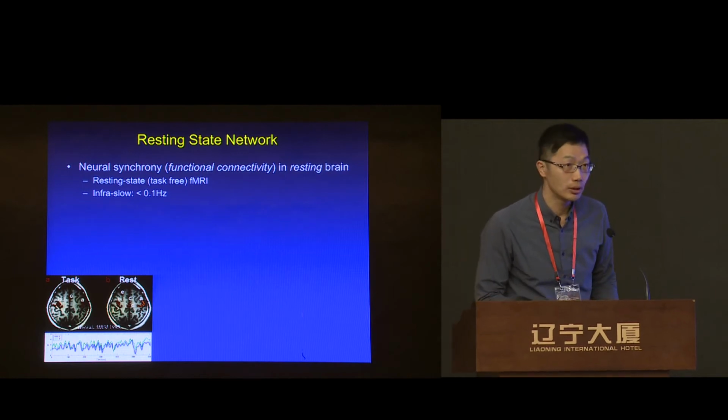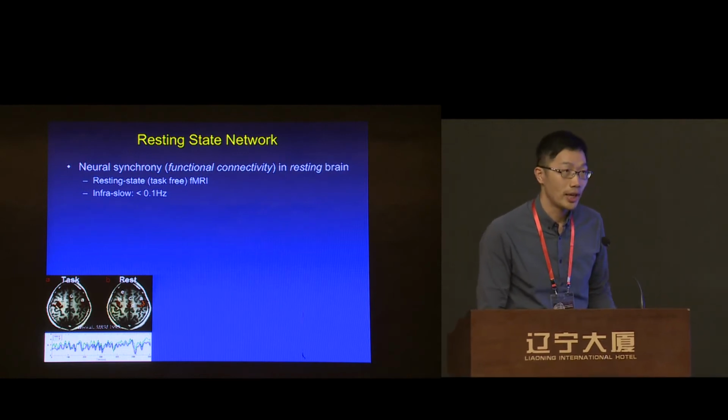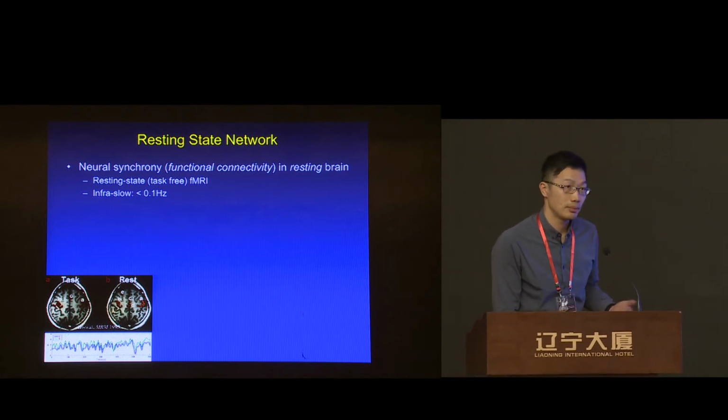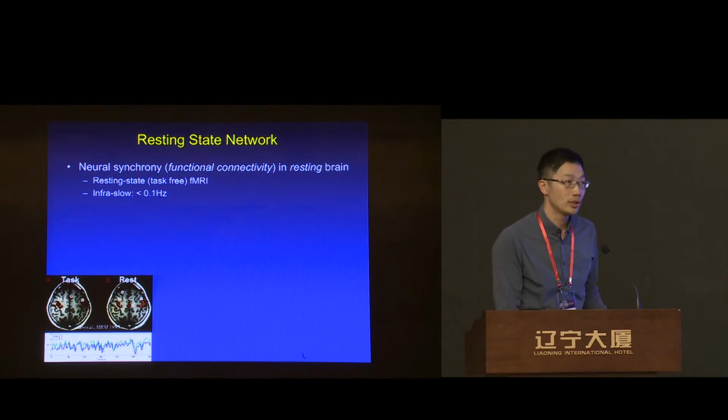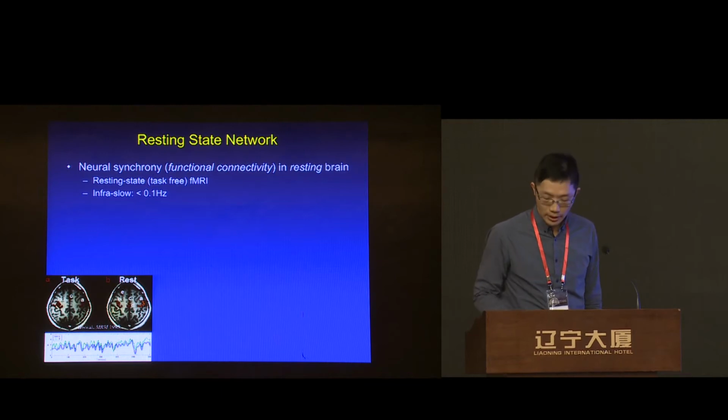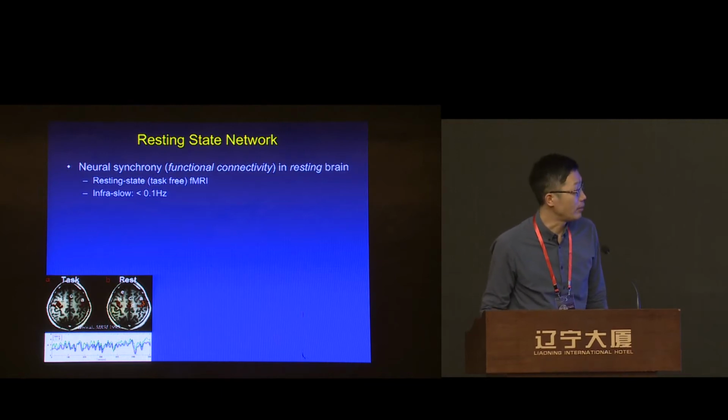Today, I will talk about what we have understood so far on the so-called resting state network. As many of you already know, we're looking at a very slow synchronous neural oscillation or correlation across the brain during the resting state or the task-free state, and it is typically detected by resting state fMRI, but also can be detected by other methods.